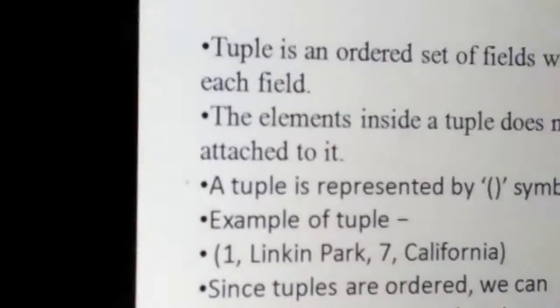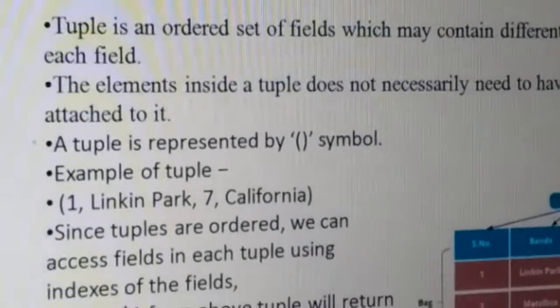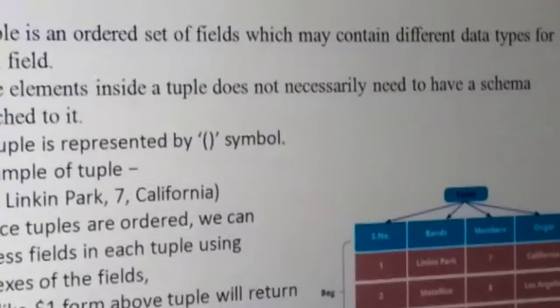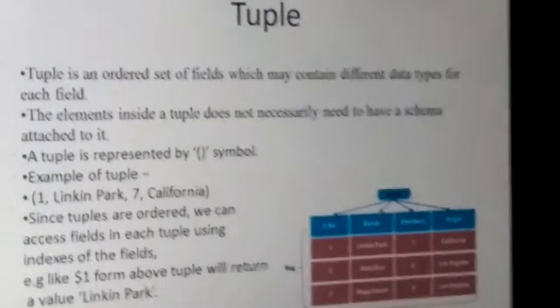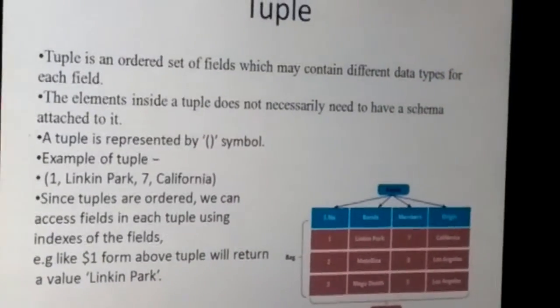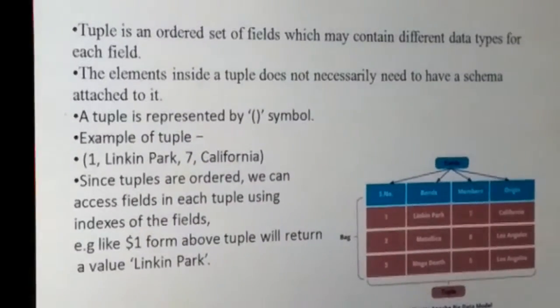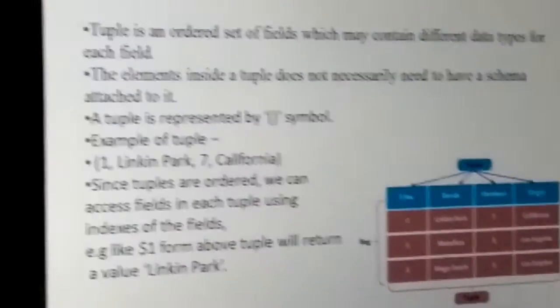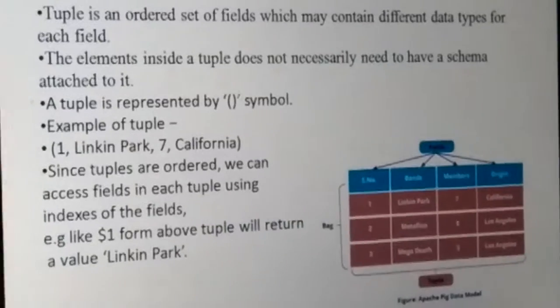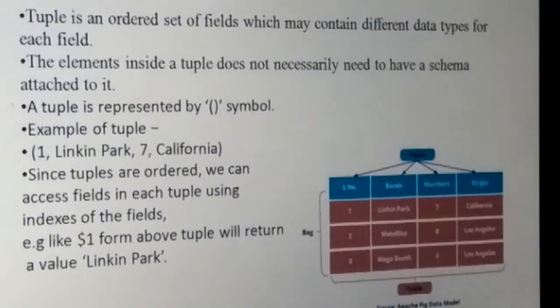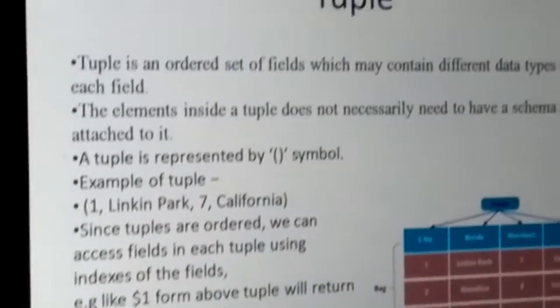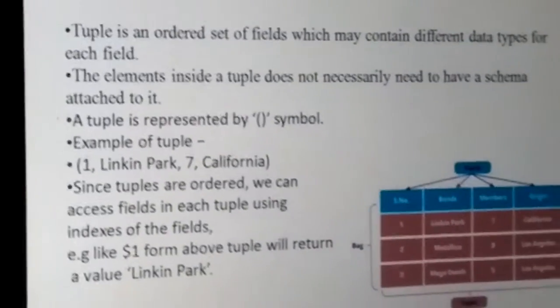Under complex data types, there are tuple, bag, and map. So what do you mean by tuple? So tuple is nothing but a record. It's a record of a table. So tuple is an ordered set of fields which contain different data types for each field. The elements inside the tuple does not necessarily need to have a schema attached to it. Tuple is usually represented by a pair of parenthesis symbol.